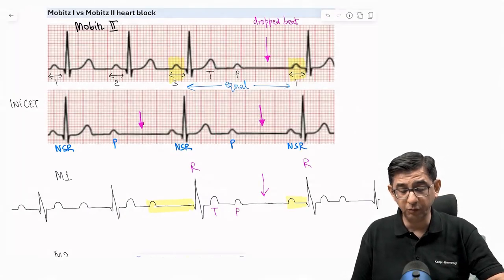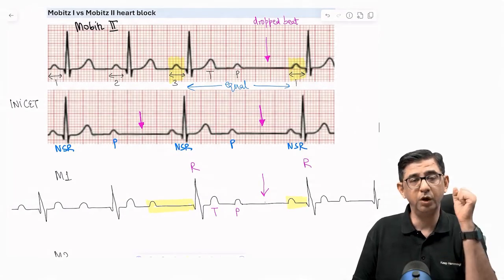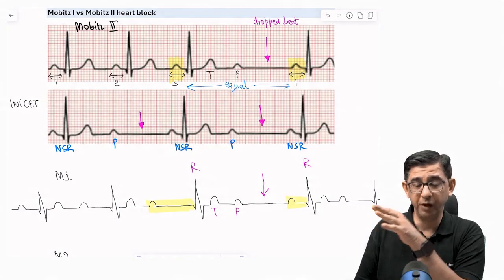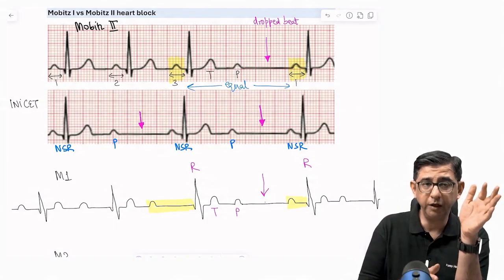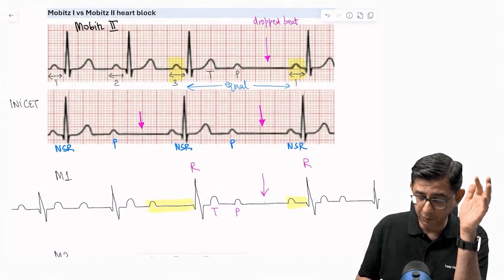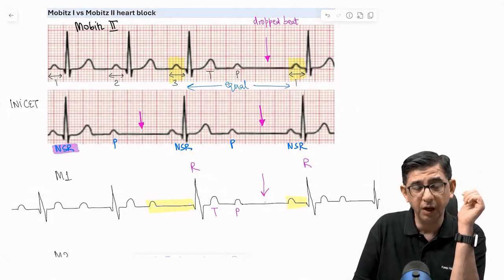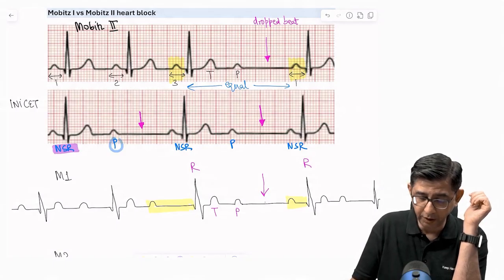This is not a feature of Mobitz 2 heart block. In Mobitz 2 heart block, what happens is the PR interval is constant. Then there is a drop. Here it is alternatively conducted P wave. Why I'm saying normal sinus rhythm is because this is the time when the person is having a conducted P wave. Conducted means that after the P wave, QRS is coming. Then I'm saying it is a non-conducted P wave.